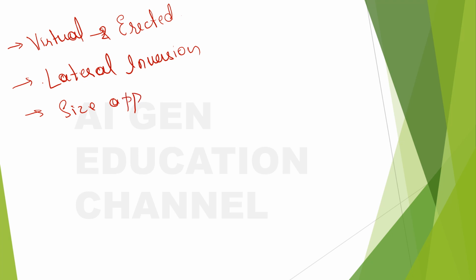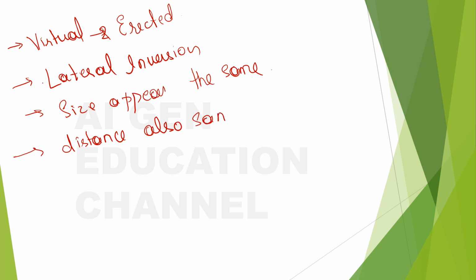And also, how about the distance? The distance will also appear the same. And what else? Yes, are we done with everything? Yes: virtual and erect, lateral inversion, size appears the same, distance is also the same. So these are the characteristics of the images formed by the plane mirror.